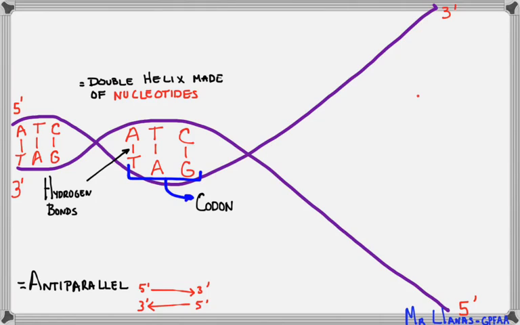And again, it allows us to see how DNA is anti-parallel. The strands never touch each other. They're parallel to each other, but since they're growing in different directions, they're called anti-parallel.